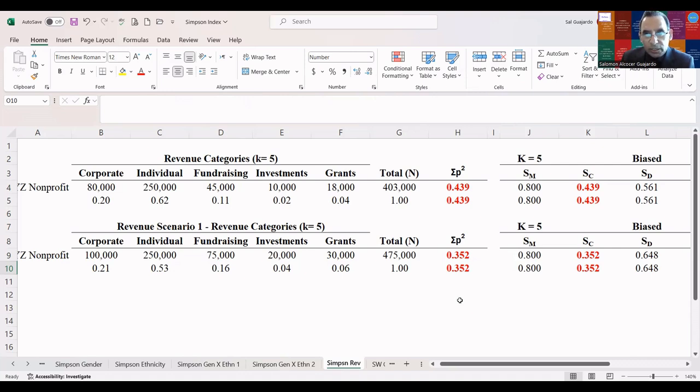So that concludes the application of the formulas to the gender data, to the ethnic data, to the gender by ethnic data using the Simpson scores. I'm going to stop sharing. And then I'm going to return back to the PowerPoint to add additional references, and then to provide a small little introduction to episode 2.